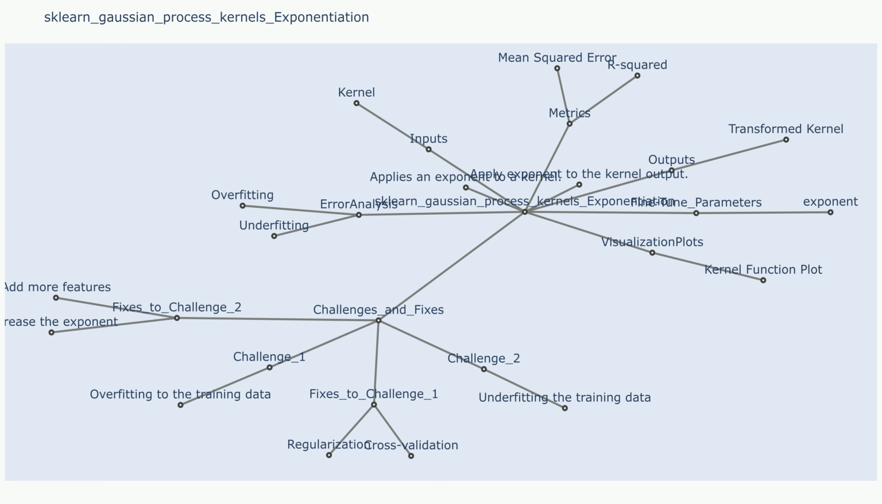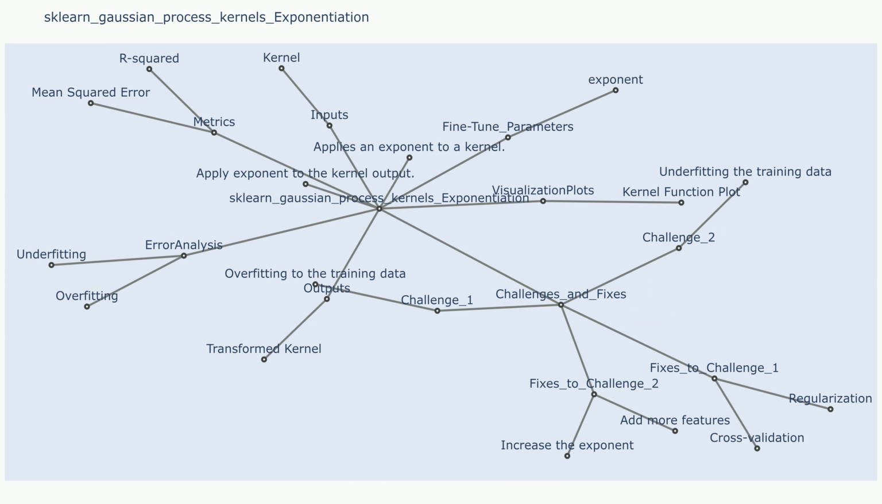Sample use case that resulted in challenge 2: training a Gaussian process classification model with a very low exponent on a dataset with complex decision boundaries. Fixes to challenge 2: increase the exponent to a higher value.